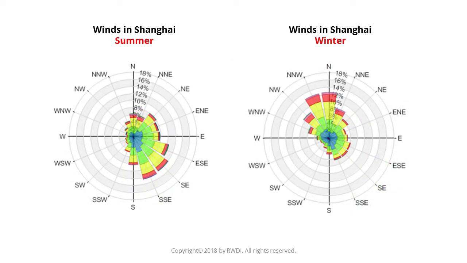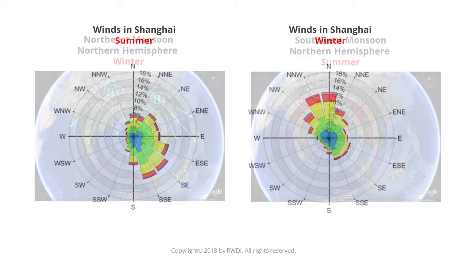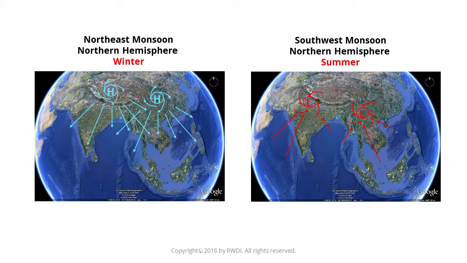Windroses can also be generated for different seasons and periods of the day. Here we have plotted two windroses, one for summer on the left and one for winter on the right. There are significant differences. This provides valuable design insight for everything from natural ventilation to improving pedestrian thermal comfort throughout the year. The reason for the differences in wind direction are due to high-pressure systems over continental Asia creating offshore winds, while monsoons in the summer reverse that, creating onshore breezes.